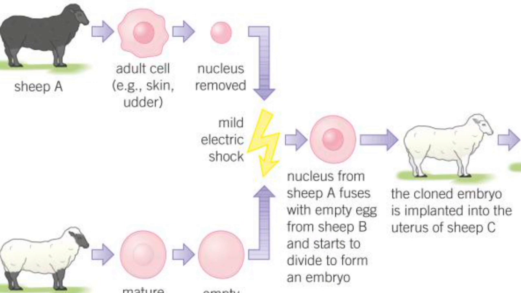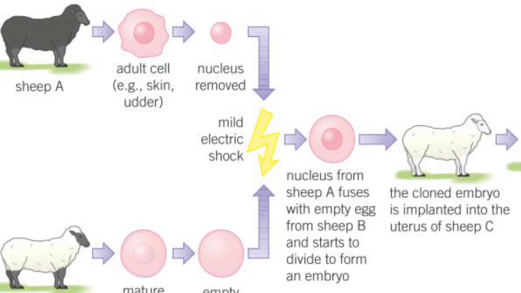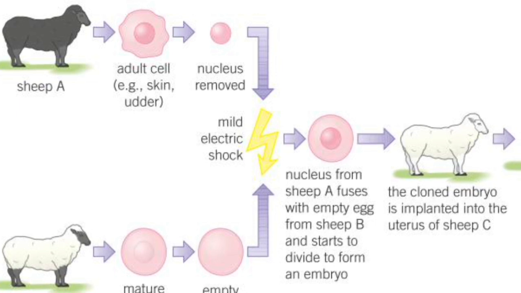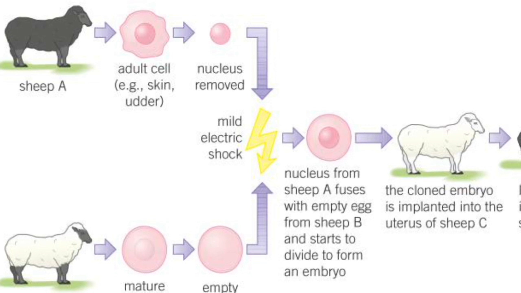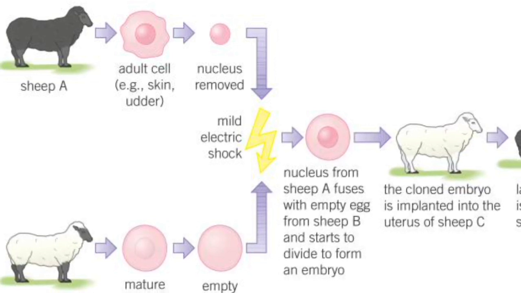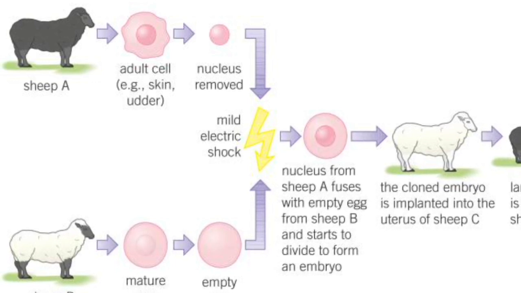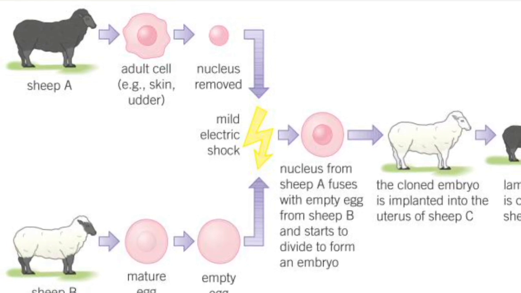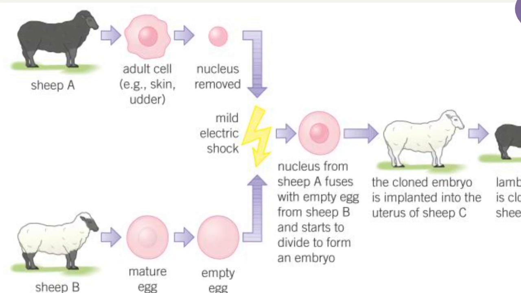For adult cell cloning to take place, we need 3 healthy mammals. In this case, we use sheep. Now, sheep A is what we want to clone from. So we need an adult cell from sheep A. Now, this adult cell is already differentiated. It's already a specialized cell, so it can be a skin cell or any other cell. What we want is this nucleus, the genetic code.